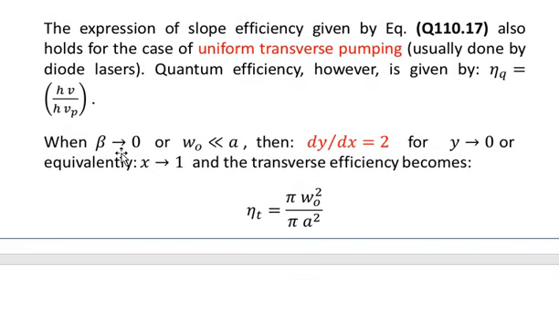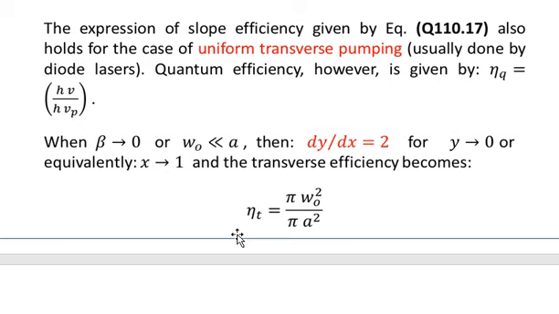So when beta goes to 0, under the condition that W naught is much less than A, that is the radius of the beam spot is much smaller than the cross-sectional area of the active medium rod. Under that condition, beta will be equal to 0, and then you will get dy over dx equal to 2 for y goes to 0, or equivalently when x goes to 1. Because you see that when this is equal to 0, it means that either y is equal to 0 or x goes to 1, and the transverse efficiency becomes.